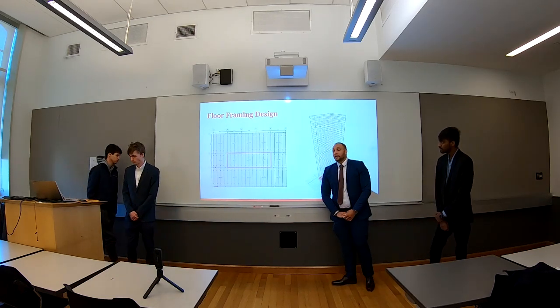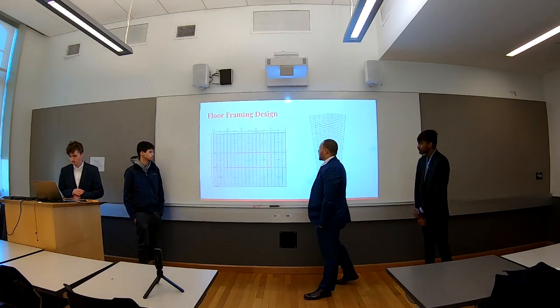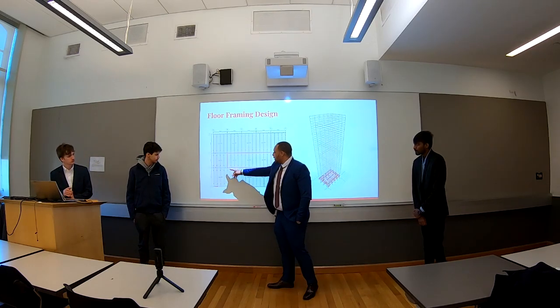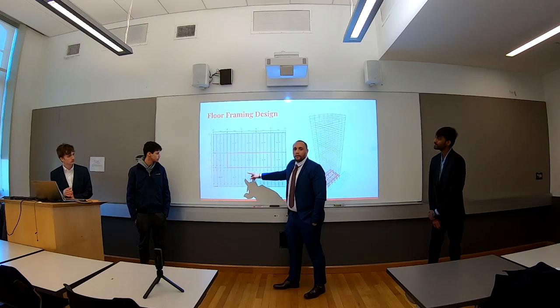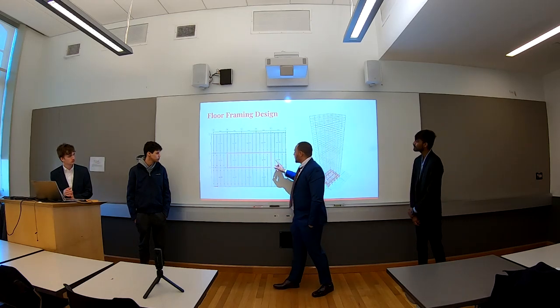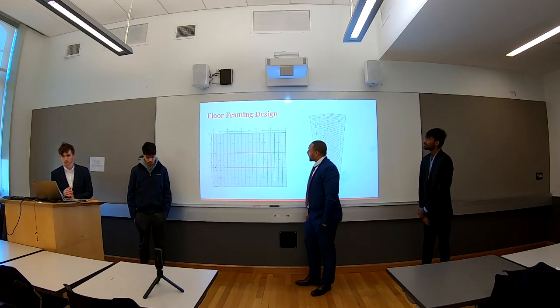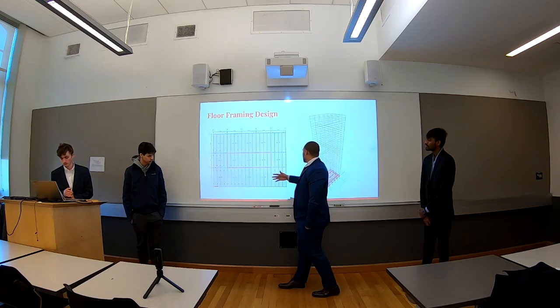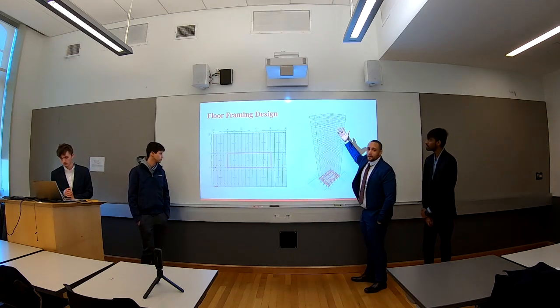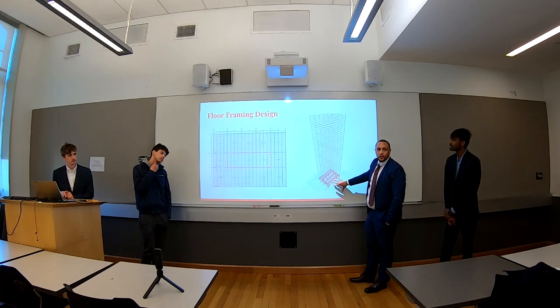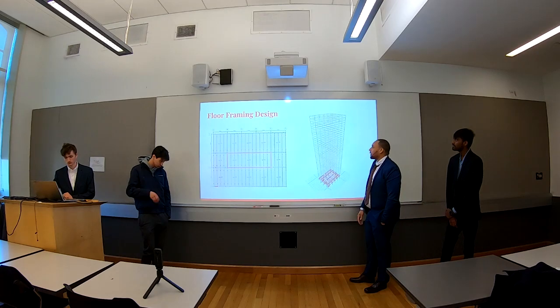So this is going to be the design of our floor framing. For ours, we decided to go with a load bearing wall for the elevator shaft. So this right here is going to be a load bearing wall. And this is how the floor framing is going to look. This is going to be a 3D view of our first floor, and this is the 3D view of our entire building.